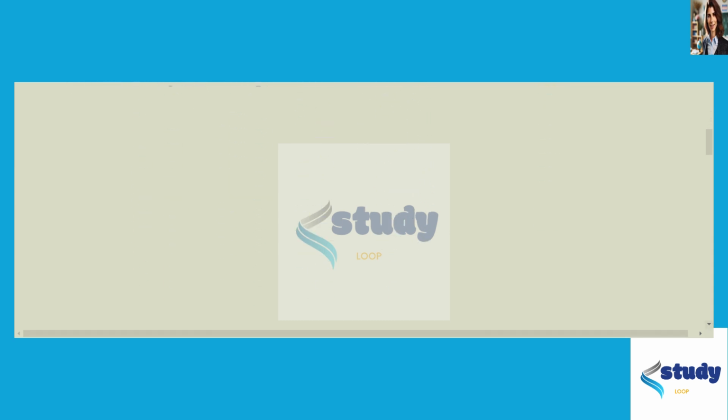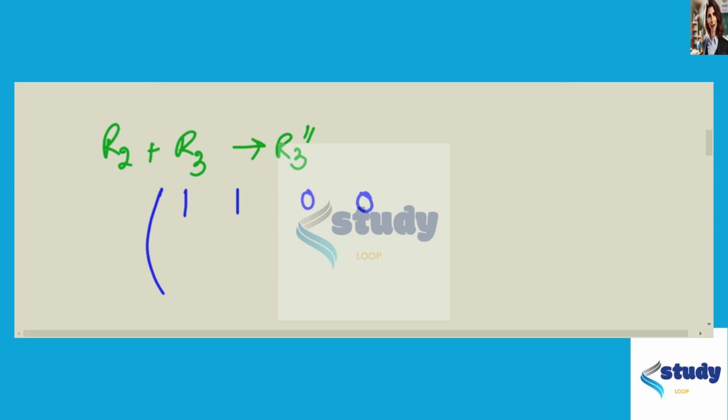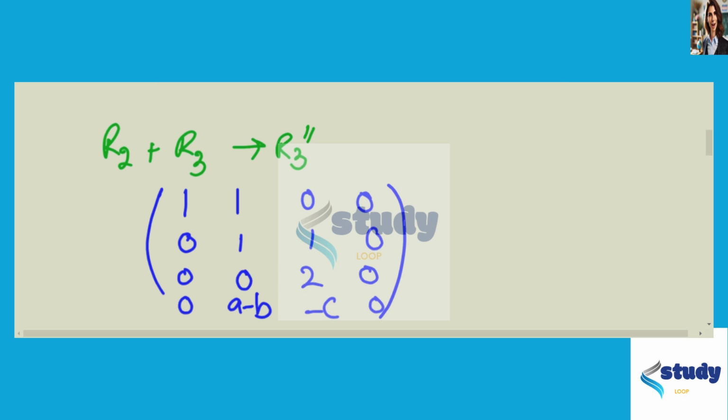Now we apply another row operation: add the second row and the third row, so that we get a new third row. Our matrix looks like this: 1 1 0 0, then 0 1 1 0, then 0 0 2 0, and then 0 negative a, negative b, negative c... 0. Let's say that this is 3.